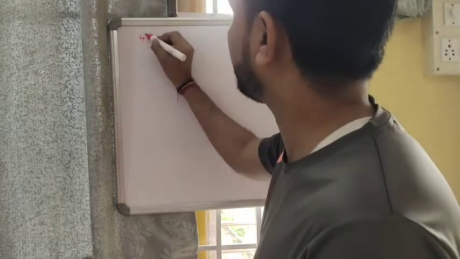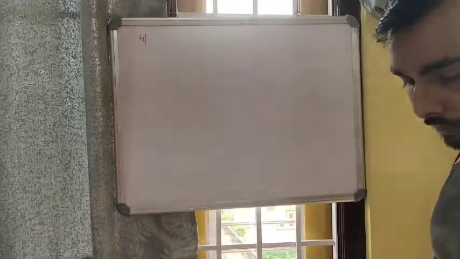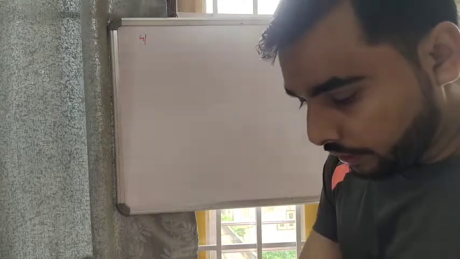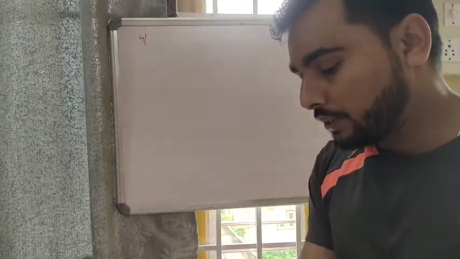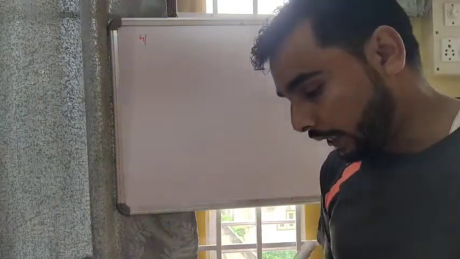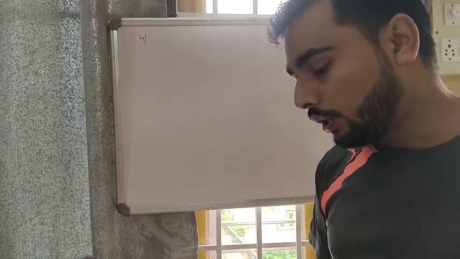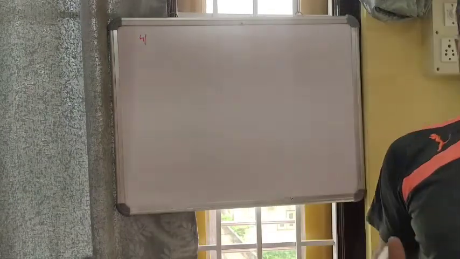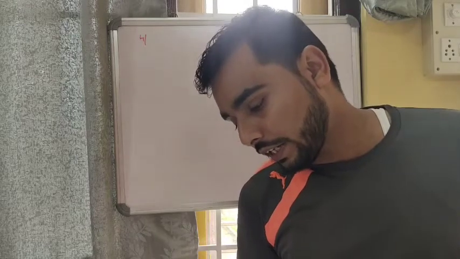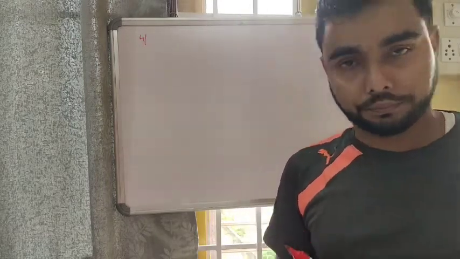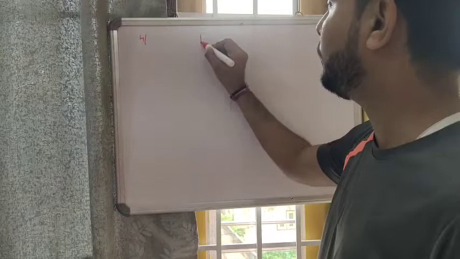So question number 4 says, a sheet of paper measures 30 cm by 20 cm. A strip 4 cm wide is cut from it all around. Find the area of the remaining sheet as well as the area of the strip cut out. So suppose this is paper.